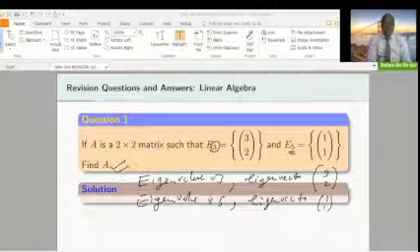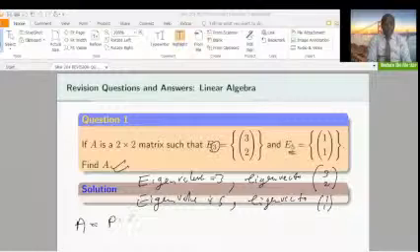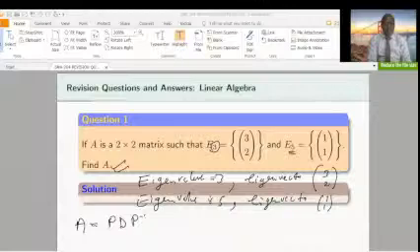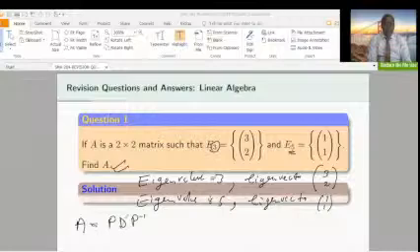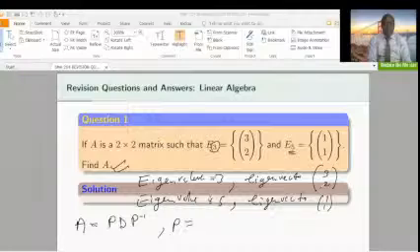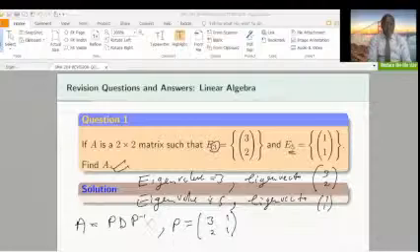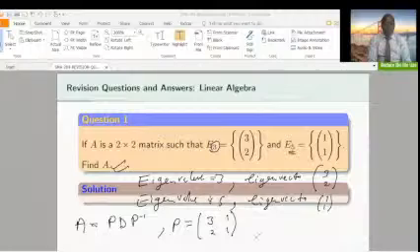So the first thing we're supposed to know is that matrix A will be given by P multiplied by D multiplied by P inverse. That's how we find matrix A, where D is the diagonal matrix, and P is the matrix formed when we arrange the eigenvectors as columns, so that the first column is (3, 2), and the second column is (1, 1). So this is P. And P inverse, we just do it by finding the inverse of P.